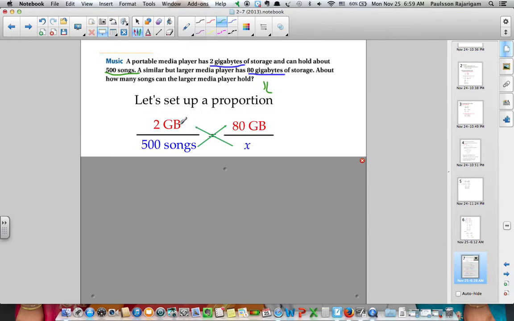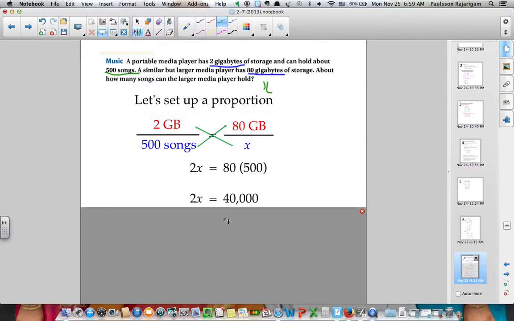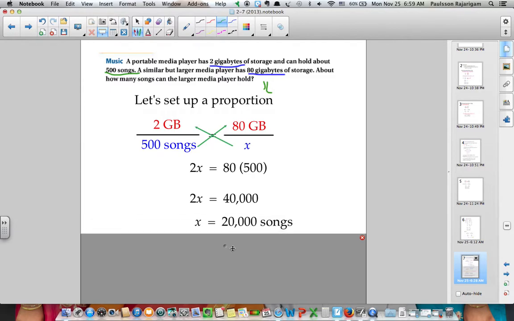So at this point, you can realize that the GB and the songs are simply units of measurement. So you don't have to include those units when you're multiplying. You can simply multiply 2 times x and 80 times 500. 2x equals 40,000, which means x equals 20,000 songs. So if you had a media player or iPod or one of those devices that had 80 gigabytes of storage, you should be able to store an average of 20,000 songs.